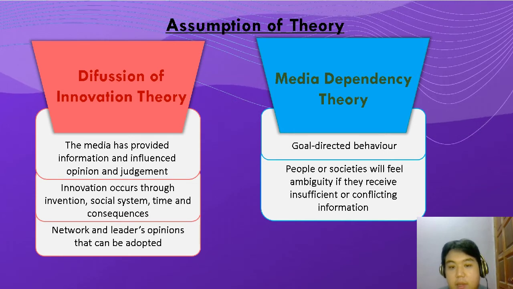So we move to the second one, which is media dependency theory. In this theory, there are two assumptions. The first one is goal-directed behavior, and the second one is that people or societies will feel ambiguity if they receive insufficient and conflicting information.